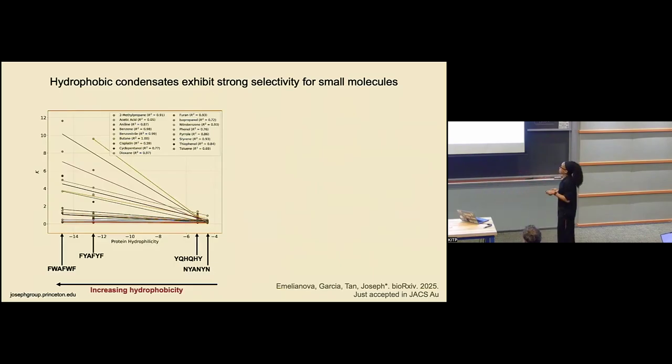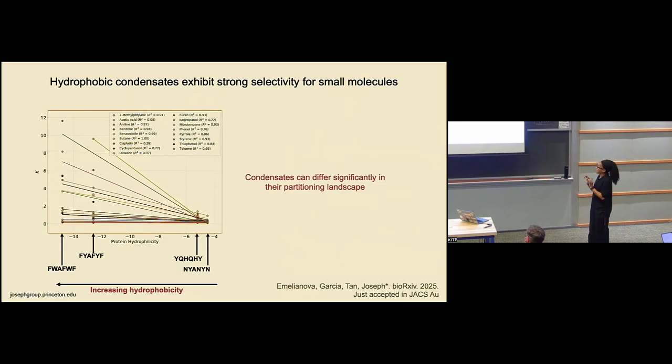They relatively don't partition into these types of systems. So condensates can differ, particularly for the model condensates that we look at, they can differ significantly in their partitioning landscape. But another thing that we observed is that if you look at the slopes of these lines, they change from one small molecule to the next, right?